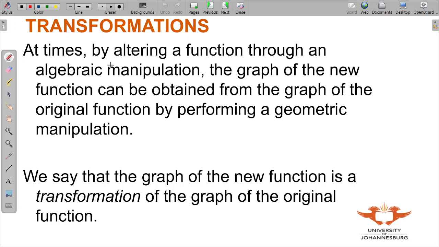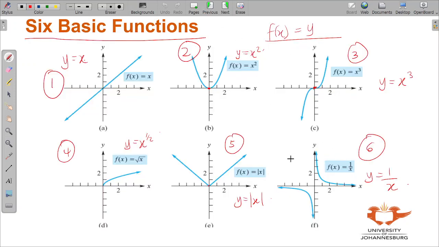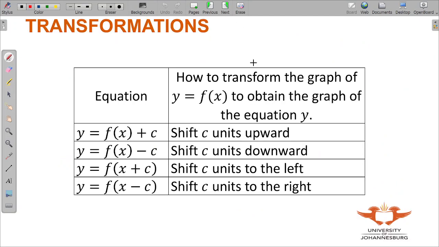Okay, transformations. At times, by altering a function through an algebraic manipulation, the graph of the new function can be obtained from the graph of the original function. So we are going to be altering some of these things now, and then we are going to be drawing the new graph based on this original graph. You are not to plot points. You are supposed to use this original graph to draw the new graph.